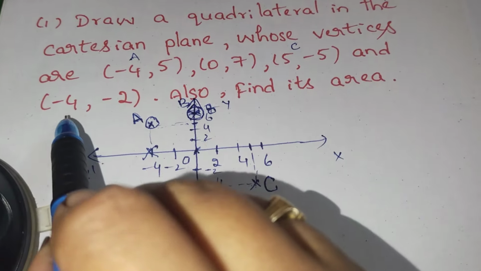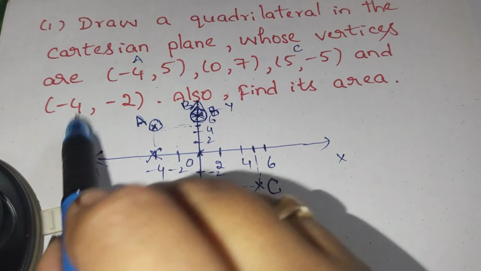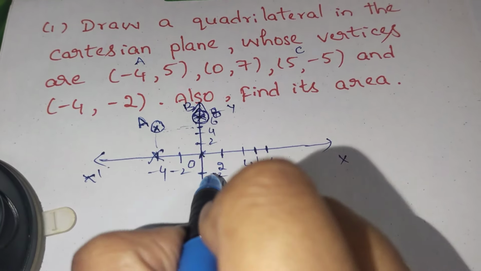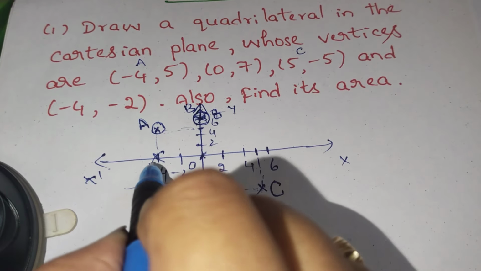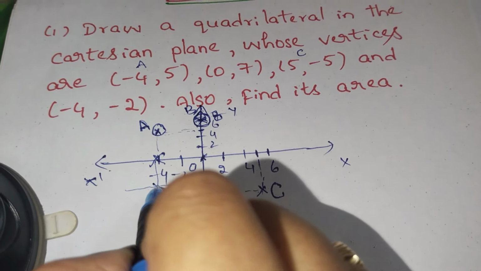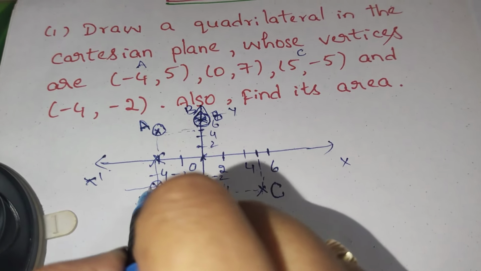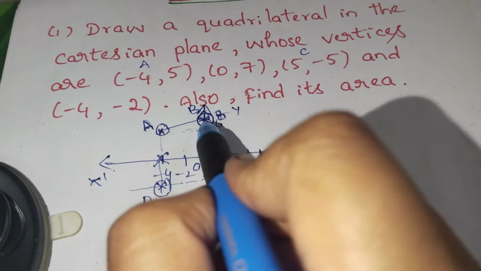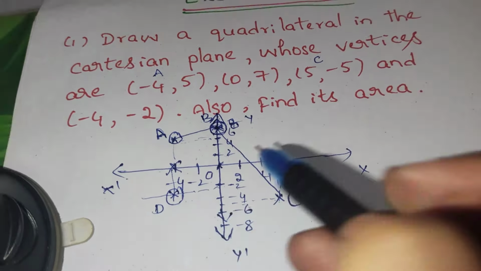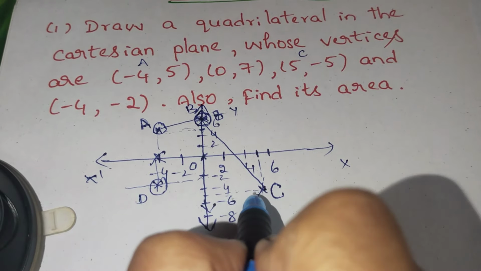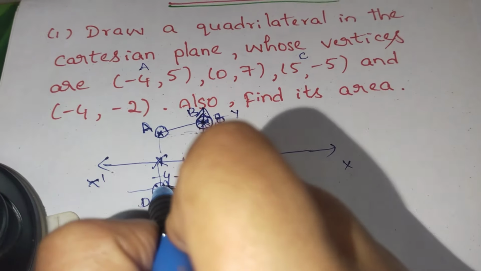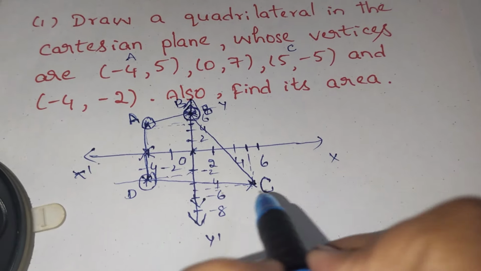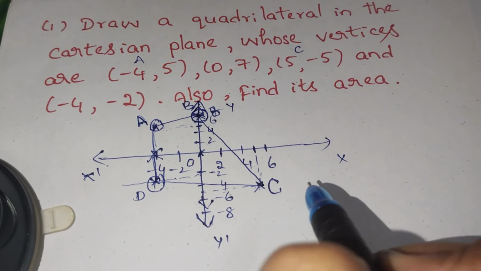Next the last point, minus 4, minus 2. X is minus 4. Where is x minus 4? Here. And y is minus 2. Where? So extend these two. We get here and here. We get here D. Now join all the points. A to B, B to C, and C to D, D to A. So it is the required quadrilateral.